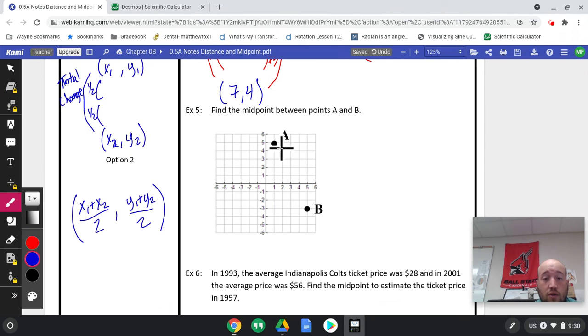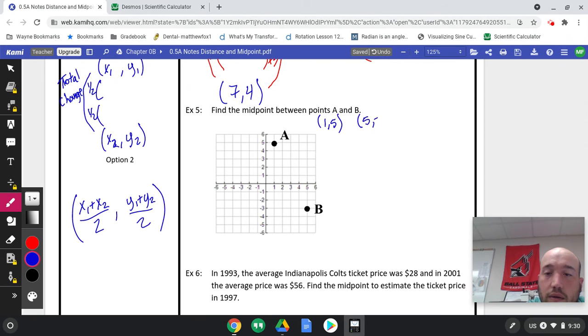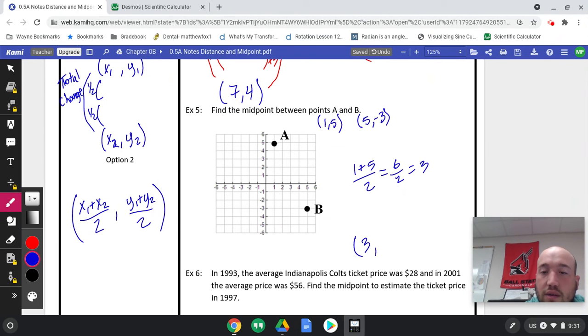So on this next one, in order to do this, we got to first establish what is A and what is B. So A is 1 to the right, 5 up, so 1, 5. B, meanwhile, is 5, -3. Okay, so now we're going to add those. 1 plus 5 divided by 2. So 1 plus 5 is 6, divided by 2 gives us 3. So our midpoint is at 3. Then we're going to do it for y. So this one will be 5 plus -3 divided by 2. 5 plus -3 is 2. 2 divided by 2 is 1, so 3, 1.